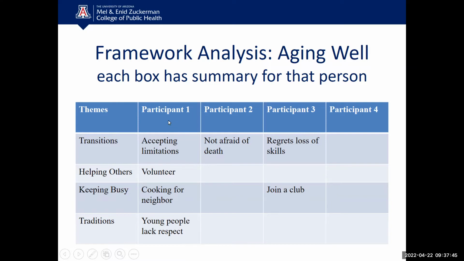On the other hand, you might want to say, well, what did participant one say about all of the themes? Can we get a kind of coherent idea of who this person is with this very, very brief information? So some of the other themes were the importance of helping others, and this participant talked about that in relation to volunteering. Maybe he or she gave a whole story about how they decided to volunteer, but I've just put in one word, volunteer, helping others. For this person, it's all about volunteering. Keeping busy: this participant gave an example, cooking for their neighbor. So whatever you think is a good summary of the data, you put it in your framework analysis.